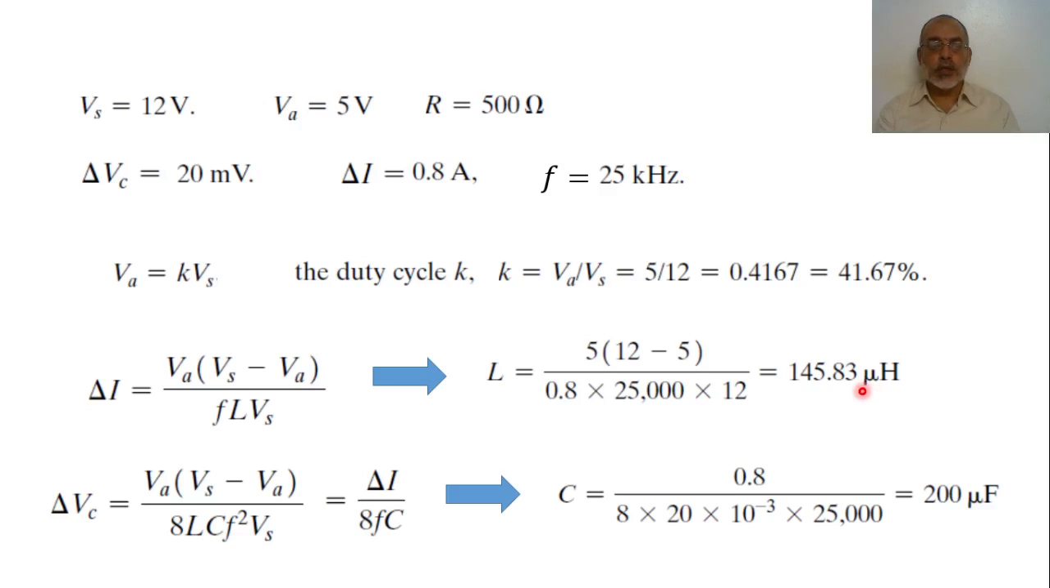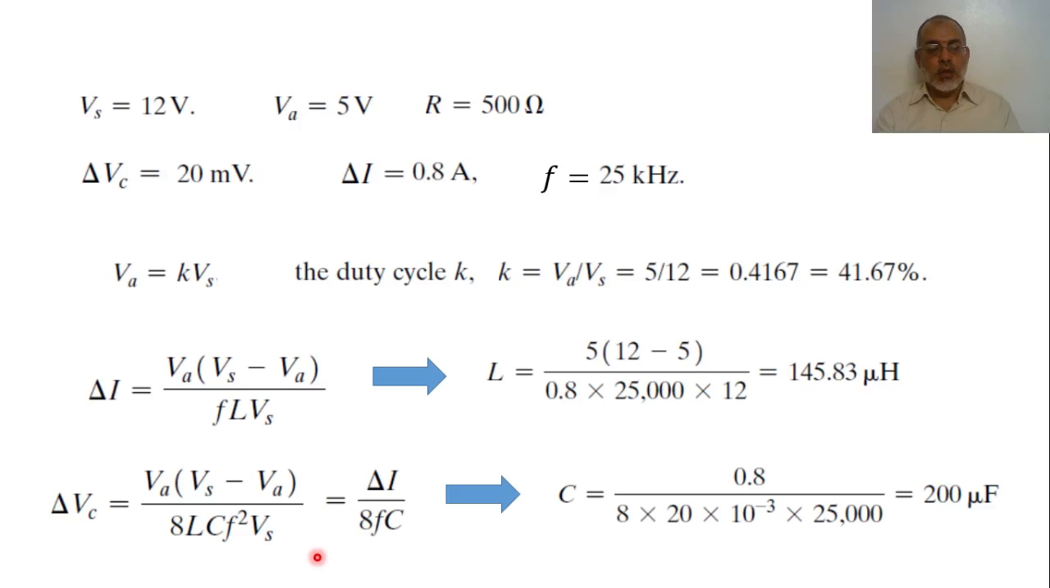The value of the capacitance can be obtained from delta Vc. As we have proved in the previous two videos, delta Vc equals Va multiplied by (Vs minus Va) over 8 L C F squared Vs. Now, we already have delta Vc, but it is required to determine the value of C. So we can see that C equals this over this over delta VC.